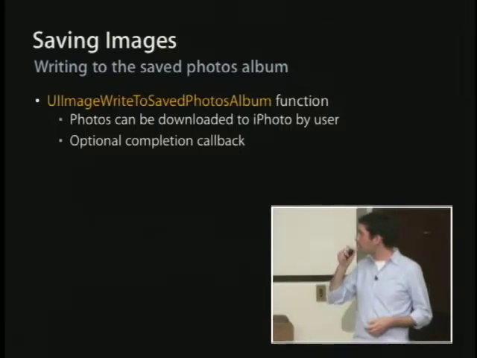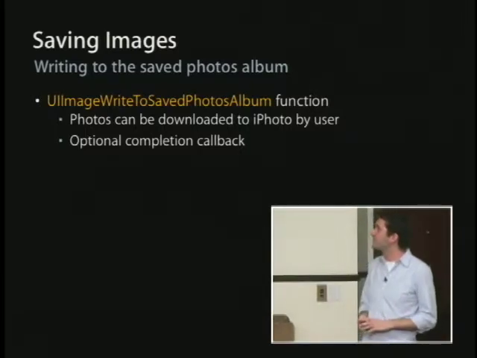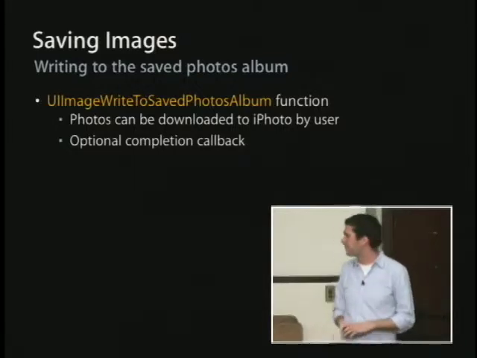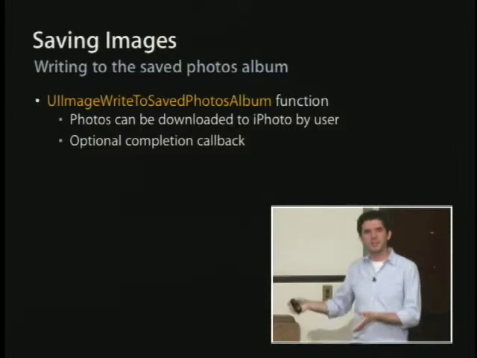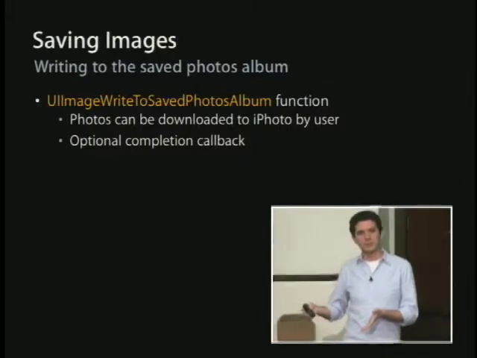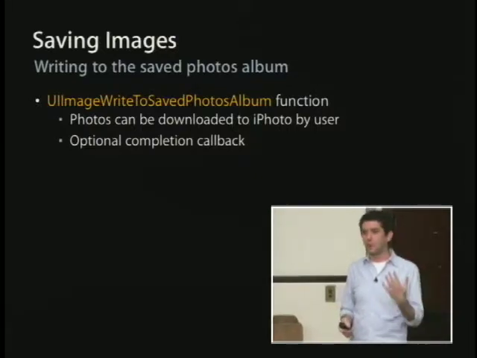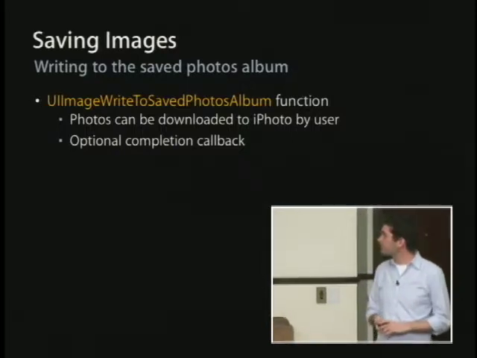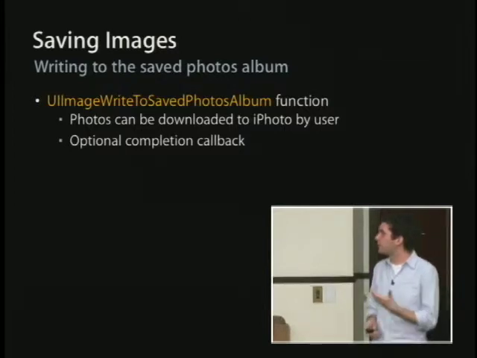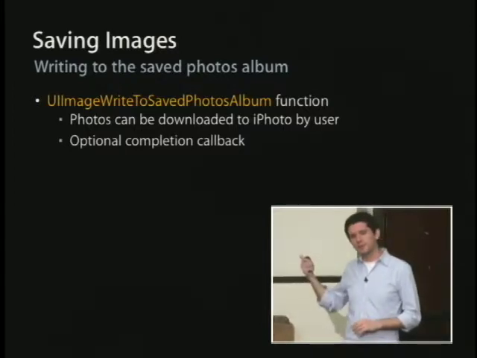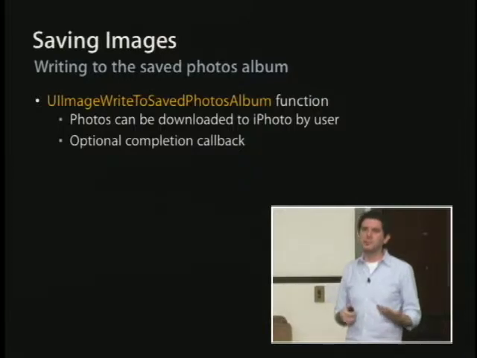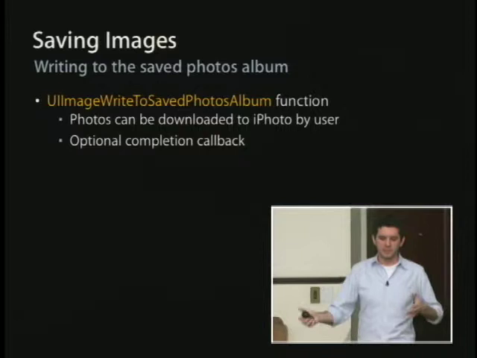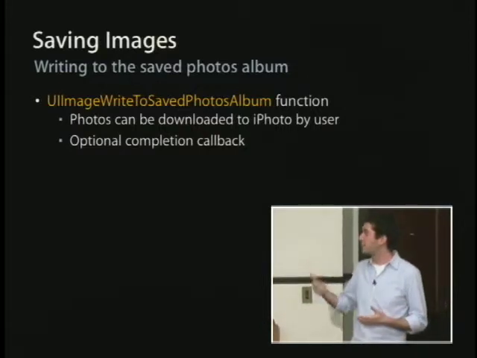There's a function called UIImageWriteToSavedPhotosAlbum, which takes a UIImage and a couple other parameters that we'll talk about in a second, and actually saves it to that saved photos album we talked about. It's the first one that contains all the photos that were taken on the device. You can write your own photos to that saved photos album, and then they can be downloaded by the user onto their computer. The other parameters I mentioned are the information you need for an optional completion callback. It's an object that's the target and a selector to be called when the write happens.